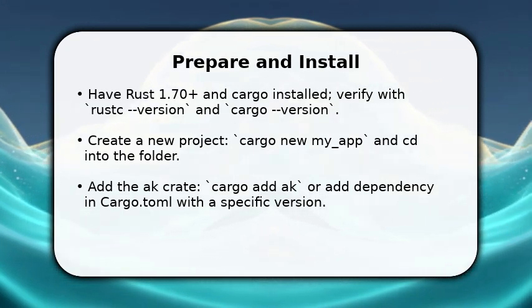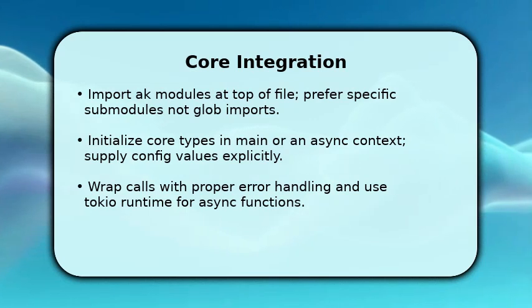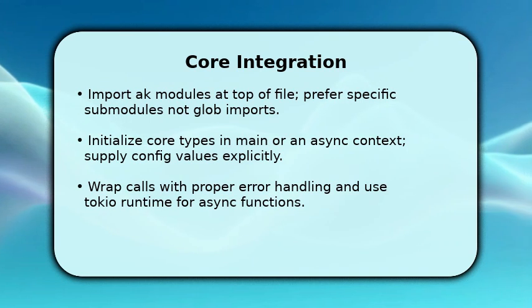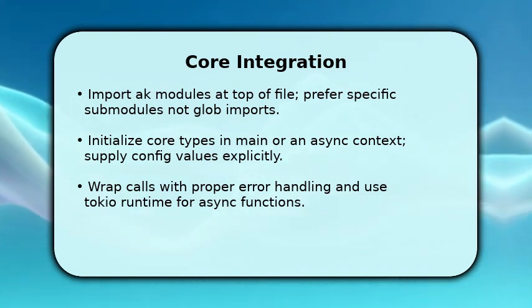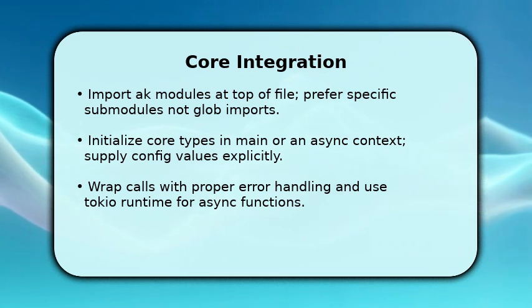You now wire ACK into your app, import the exact types you need, and instantiate the primary client or manager. Once done, pass explicit configuration objects instead of relying on defaults. That prevents surprising behavior later.